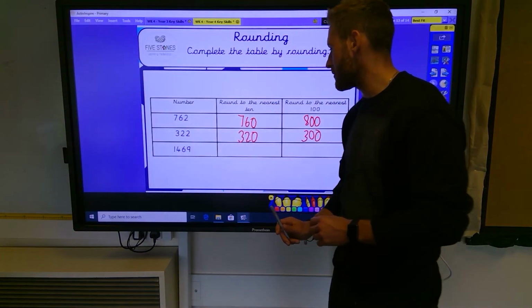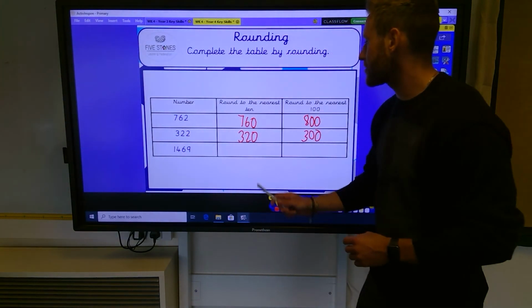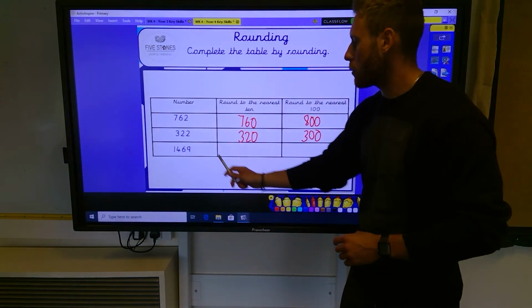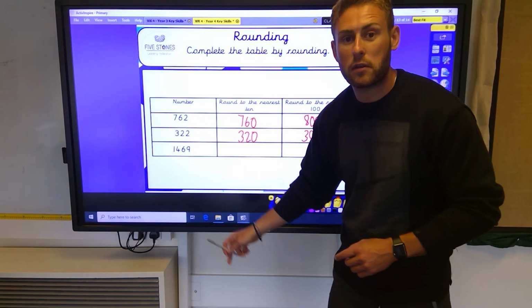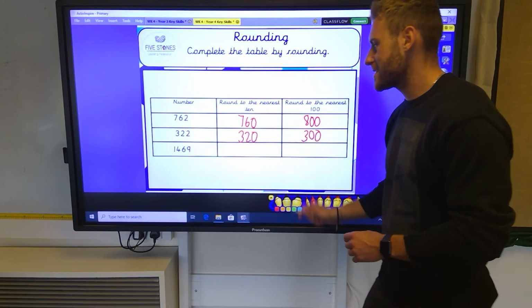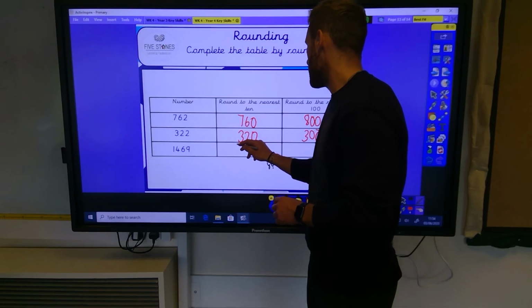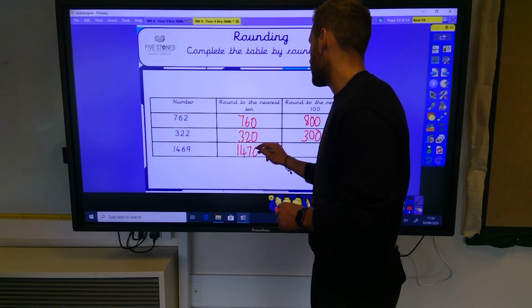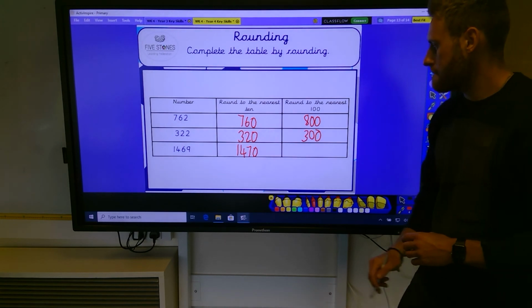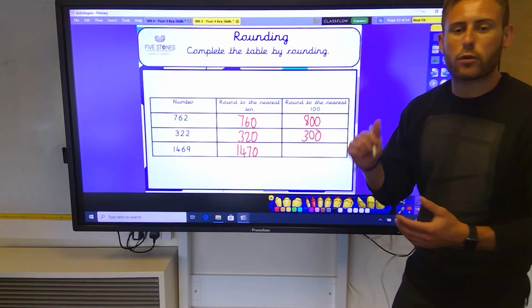Then we've got rounding to the nearest 10, 1,469. So we've got 1,460. The next 10 would be 1,470. And you know 69 is very, very close to 70. So we'll be rounding up to 1,470 there. Because remember, 5, 6, 7, 8, 9, we round up.